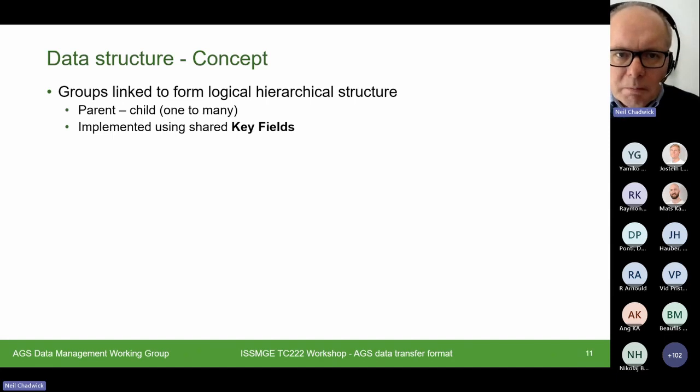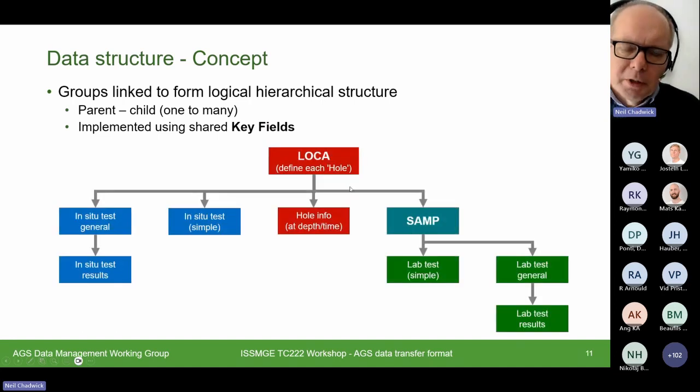We've actually got a pretty logical hierarchical structure. We stick to parent-child relationships. We keep it simple. We don't have relationships dashing off in all sorts of different directions. It's implemented using the concept of shared key fields. I'm not going to go through this in detail, but you can see that basically we do have a logical flow through. Everything starts at the top with the holes in locker. And with the lab tests, we have to go through the sample first, and lab tests are done on samples and so on.